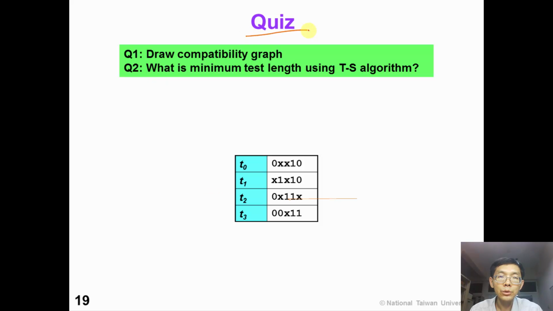Now it's time for you to practice. Given this set of test cubes, please draw the compatibility graph. And what is the minimum test set using the Tseng-Siewiorek algorithm? Please pause the video and do your practice now. Now, are you ready for the answers? For the first question, we can see that T0, T1, and T2 are all compatible to each other.